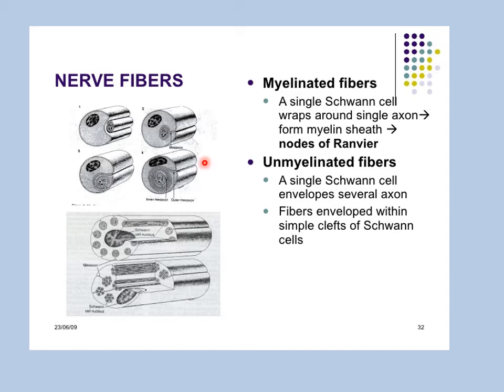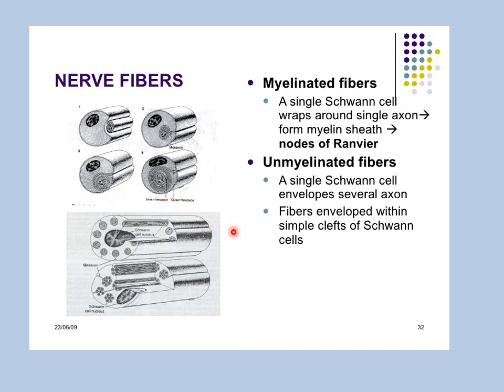A single Schwann cell wraps around a single axon and forms the myelin sheath. You can see here, this is an axon and this is the Schwann cell, with the nucleus of the Schwann cell. It wraps around the axon and produces circles around it, so that it produces whorls of myelin around it. Then the cytoplasm is squeezed out, and the axon becomes myelinated all around itself.